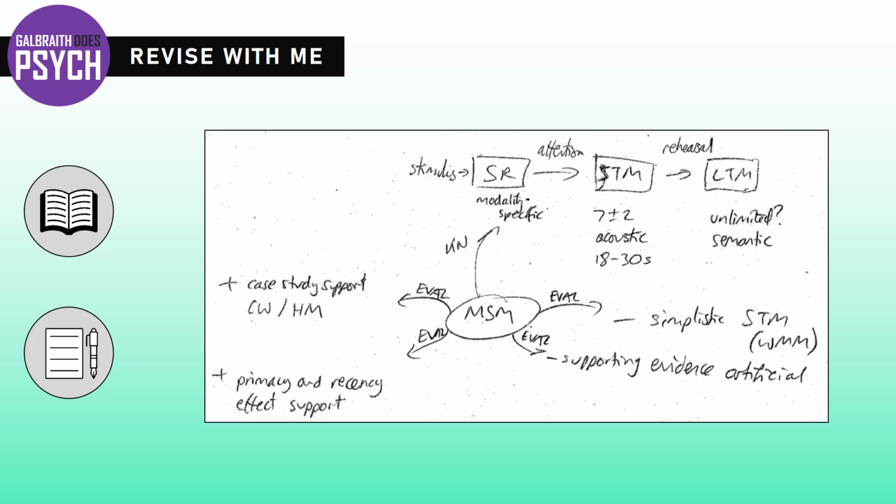There you go. So your first round of blurting might look something like that. So you might have remembered that there are the three stores, your sensory register, your STM, your LTM. You might remember some of the processes that happen to transfer the information between the stores. You might remember some of the properties, the encoding, the capacity, the duration, that sort of stuff. You might have remembered some of the evaluation points. You might have studied people like Clive Wearing or HM.